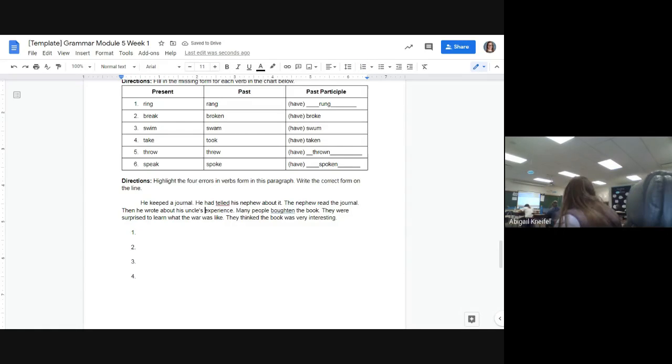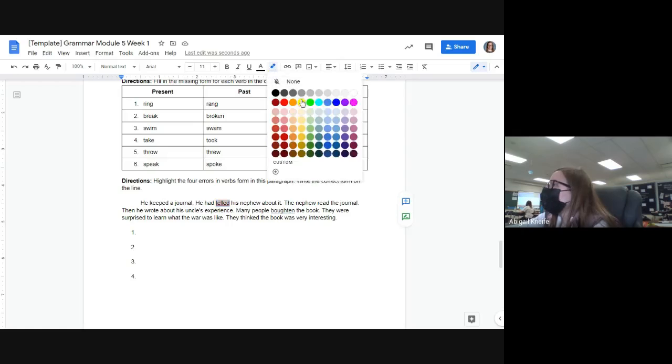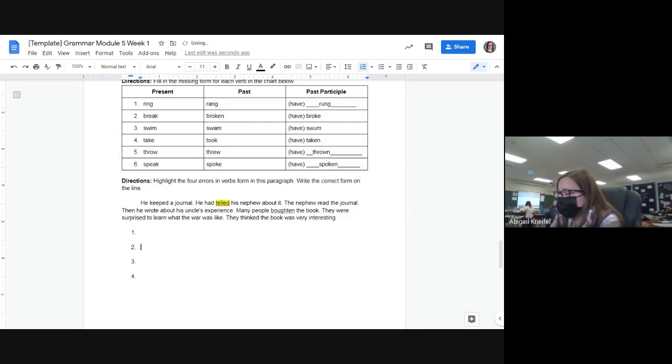So, someone tell me, what do I need to highlight? I see lots of mistakes. What's one thing I need to highlight, Ava? Yes. It is not told. It needs to be told. That's technically the second error, so I'm going to put it as number 2. He told his nephew about it.